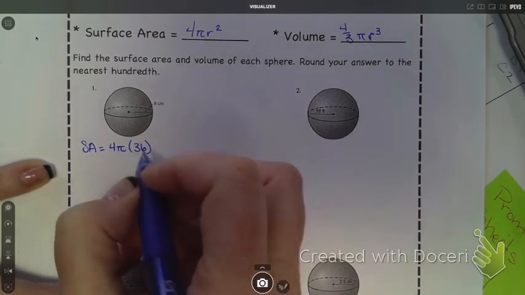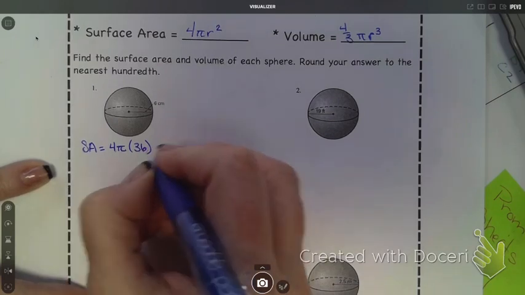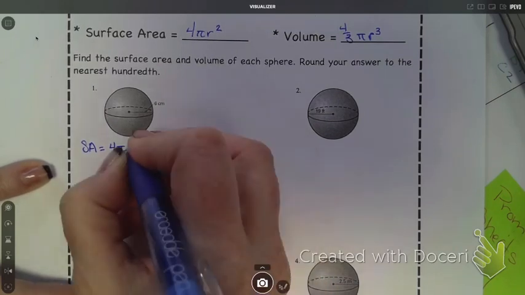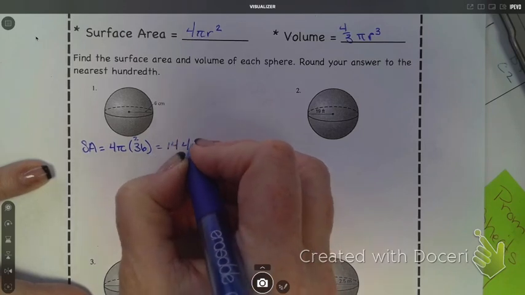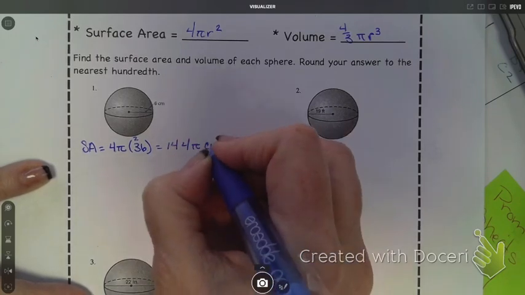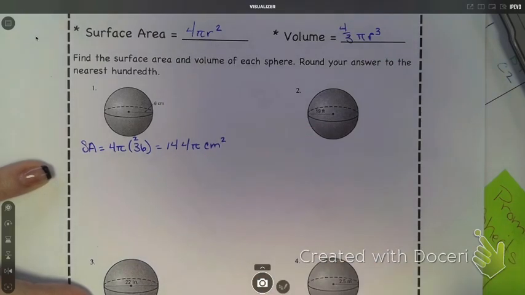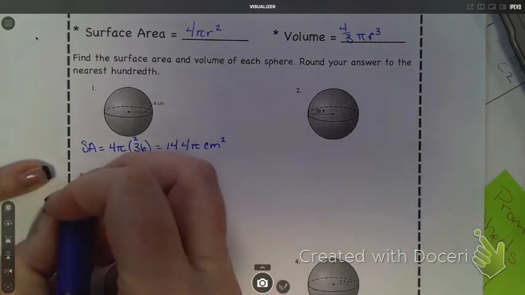Okay, so 4 times 36, so 4 times 6 is 24, carry the 2, so 12, so 144 pi centimeters squared. I do not want you putting pi into your calculator. Got it? I want the answer to have pi in it.